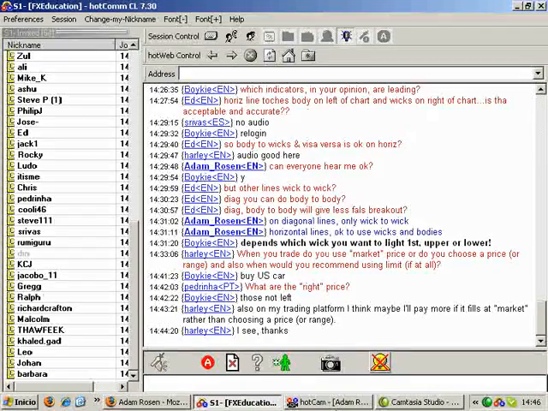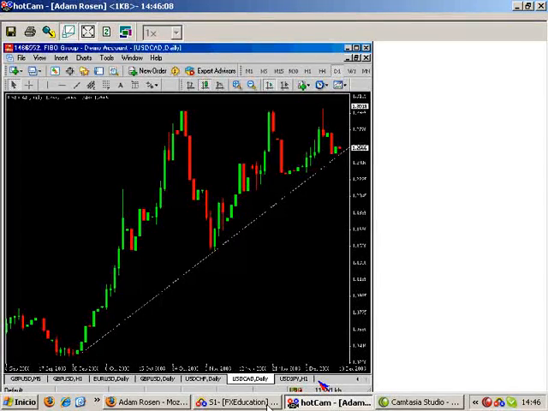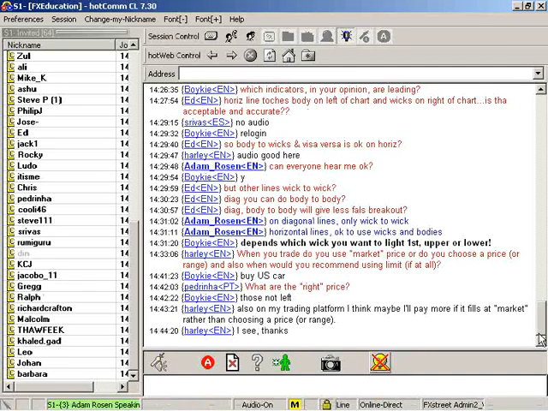And then we can use our oscillators. We can use an RSI or a slow stochastics or a MACD or Bollinger Bands. I would pick one of those. I don't think it's necessary to use more than one. But my favorite indicators: support and resistance, candlesticks, Fibonacci, one oscillator. I think that's a recipe for a lot of success.